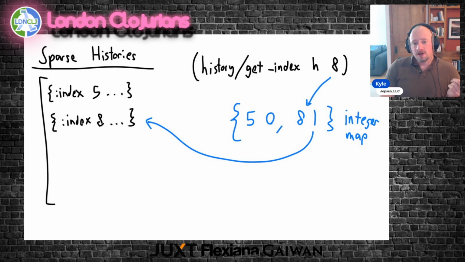If I want to look something up by index, I will keep an auxiliary integer map, which is compiled lazily, and that will let me look up the efficient index, turning it into essentially a logarithmic time operation.